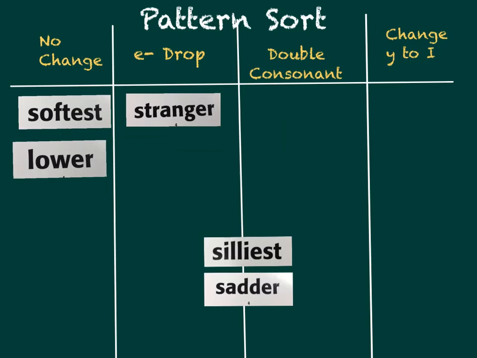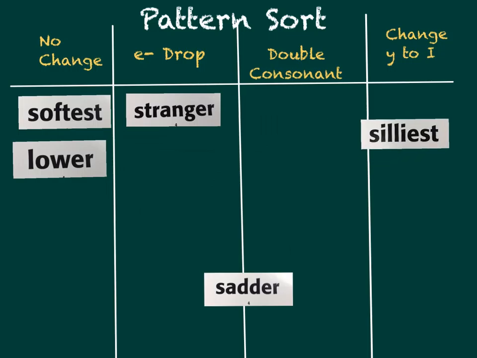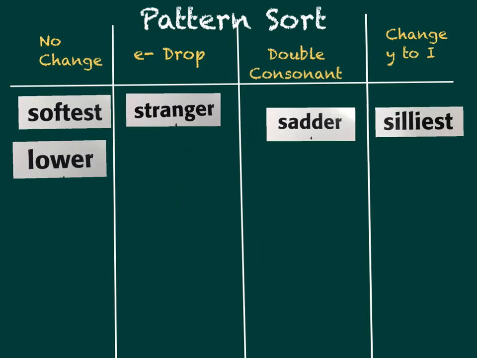The next word, silliest. The base word to silliest is silly. We spell silly S-I-L-L-Y. So we had to change the Y to an I before adding our est. And our last word is sadder. The base word is sad. We spell sad S-A-D. We doubled the D to add ER, so it's a double consonant.